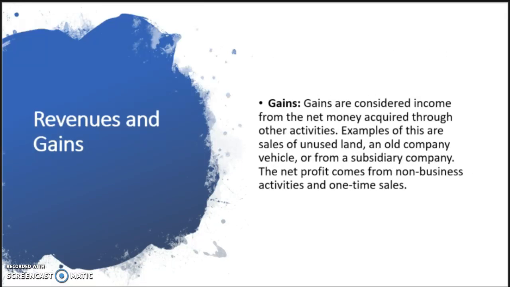Finally is gains. Gains are considered income from the net money acquired through other activities. Examples of these are sales of unused land, an old company vehicle, or a subsidiary company. The net profit comes from non-business activities and one-time sales.